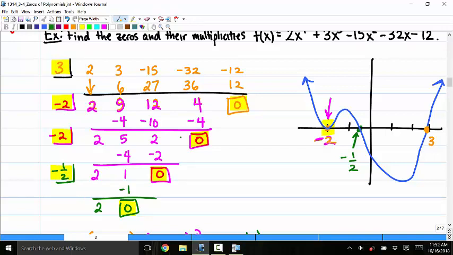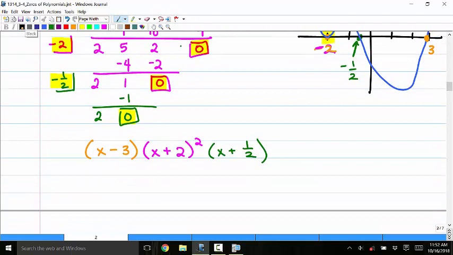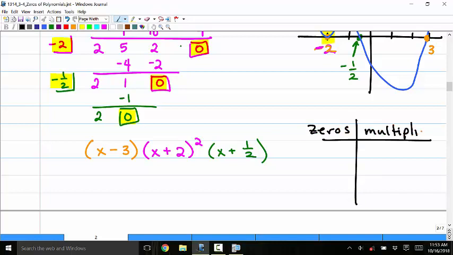So now to answer this question, what are the zeros and their multiplicities? There was a 0 of 3. What's its multiplicity? How many times could I take it out? Just 1. There was a 0 of negative 1/2. How many times could I take it out? Just 1. And there was a 0 of negative 2. Its multiplicity is 2, because the graph touched at the x-intercept negative 2, 0.